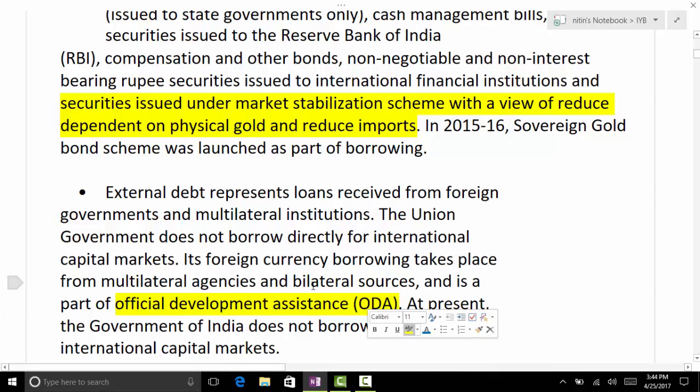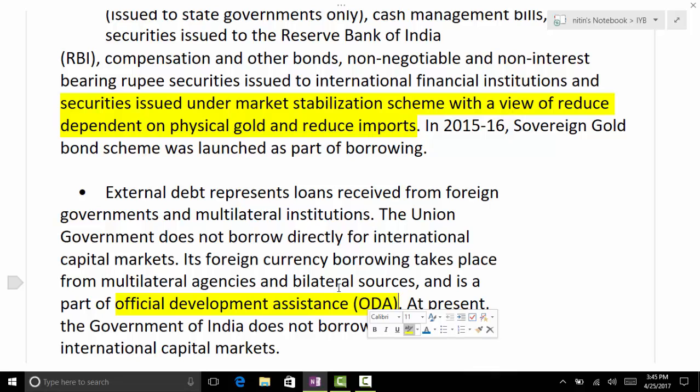When you say debt only, then it includes both. Then it could include ECBs as well. Liability and borrowing, right? Then it is total debt, including public and private both. External debt represents loans received from foreign governments and institutions. But the way it does so is by way of ODAs. Instrument is ODAs. For example, Japan gives us the highest amount of ODAs.